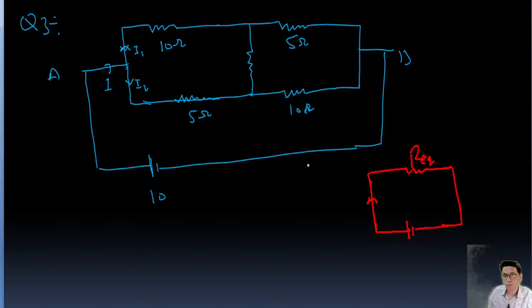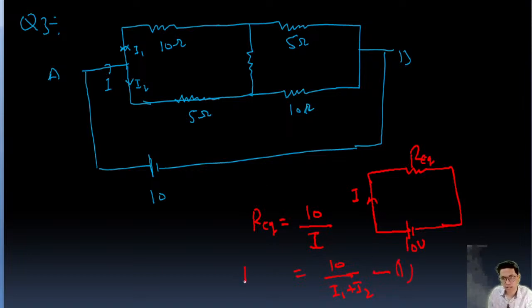So from here, this is I. R equivalent is going to be 10 volt upon I, or we can write 10 upon I1 plus I2. We'll find the I1 and I2 values, put them in equation 1, and we'll get the R equivalent. Well, so this is the one.